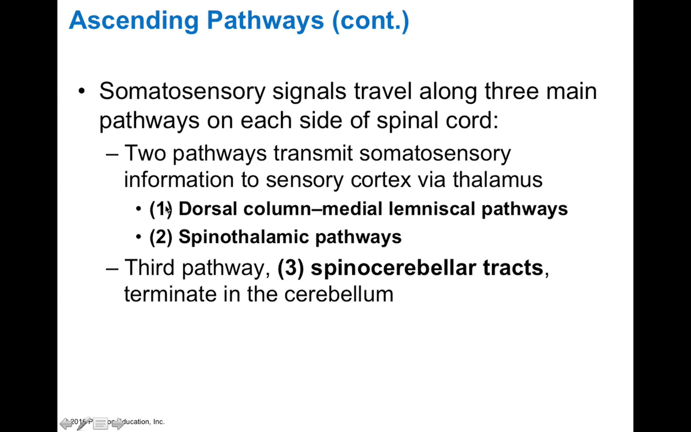So the first 2 that are conscious and go to the cortex are the dorsal column, also called the medial lemniscus pathway, and the spinothalamic pathway. Now the 3rd, the spinocerebellar pathway, terminates in the cerebellum, and this actually provides important feedback information about your body's position in space. That way the cerebellum can help coordinate and finely tune motor movements.